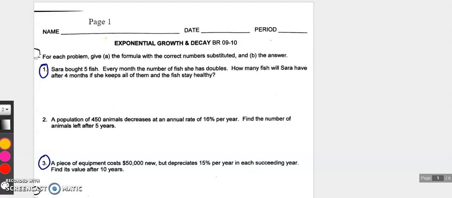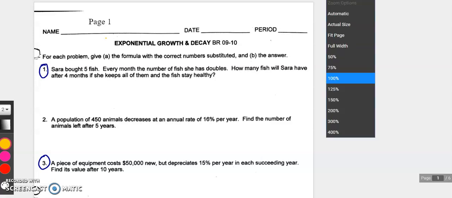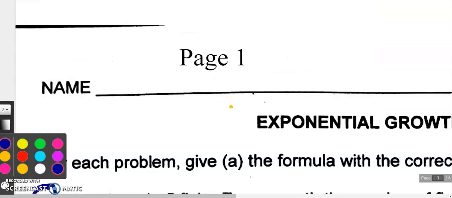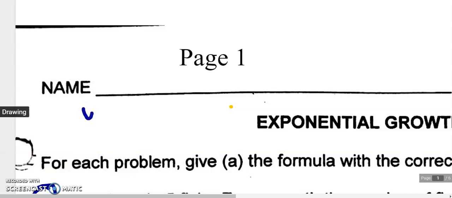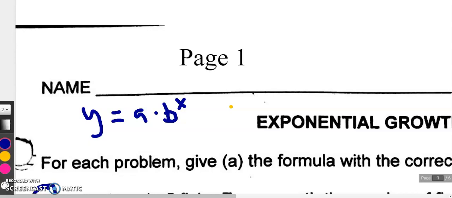Today we're going to be looking at exponential growth and decay. So when we're talking about exponential functions, we're usually going to have equations that look something like this. So it's going to be one number times another number raised to the power of x. So the question is, what do these things represent?